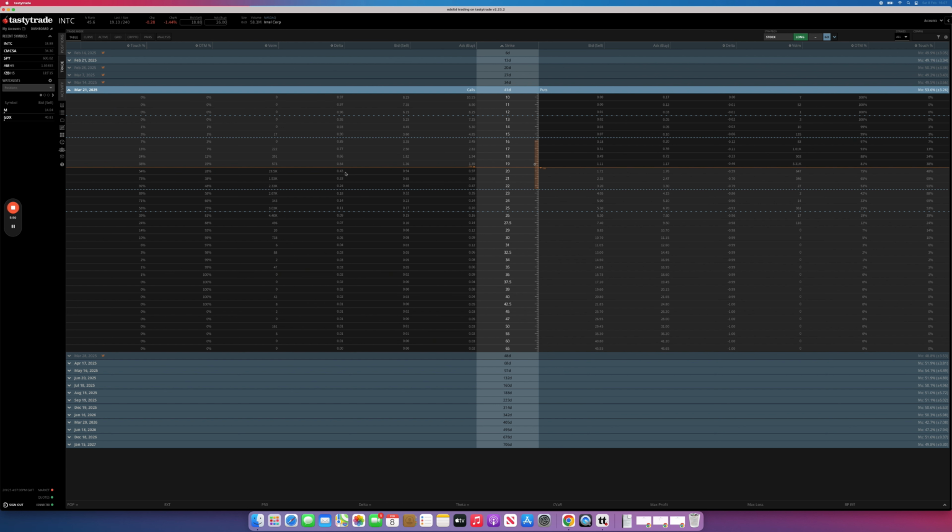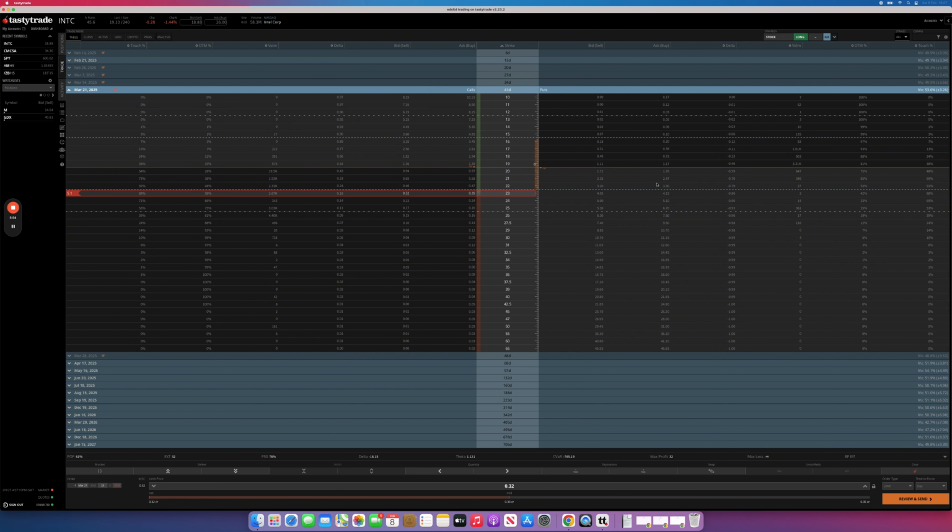If we go on the delta column here, as you can see, we have an 18 delta at the 23 strike. And there isn't an 18 delta on the put side, there's a 12 and a 21. So we'll just be a little bit more aggressive and go with the 21. But by all means, you can be more conservative and go with the 12. So let's just start with the 12 and see where that lands us.